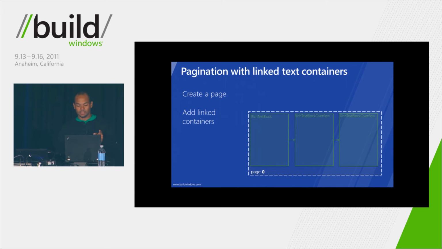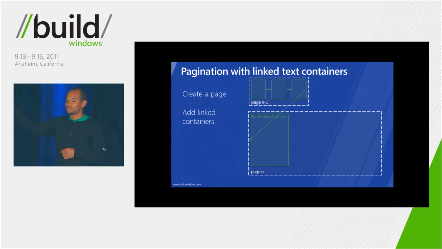Where it gets tricky is if this is not the first page. So if this is not the first page, the first link container on the page that we're creating needs to be a rich text block overflow. However, you need to have kept a pointer to the last rich text block you added, and then link that rich text block to the first rich text block overflow that you added to this page. And so that's what I tried to get through with this picture: you add that first rich text block overflow and then link it to the page before that.